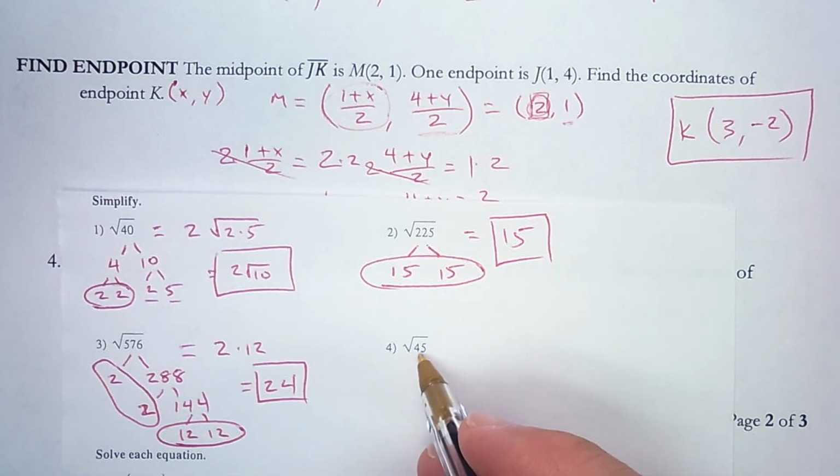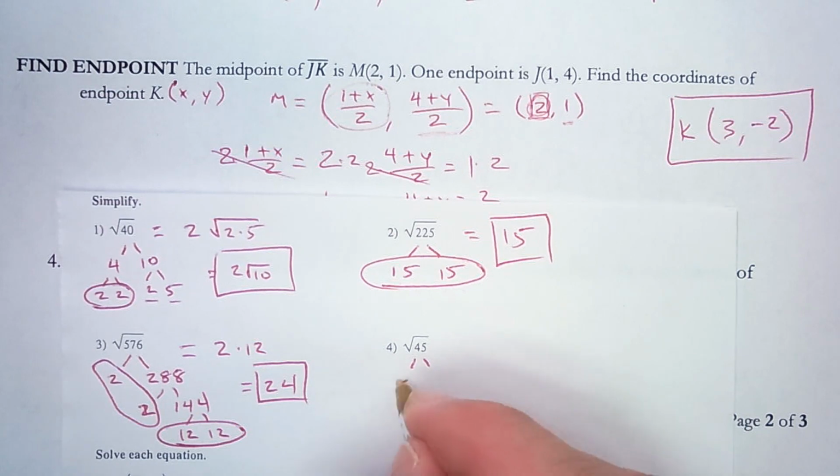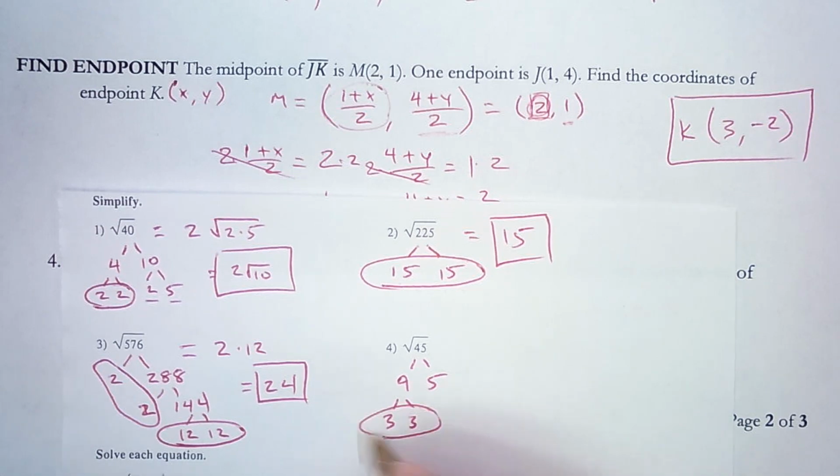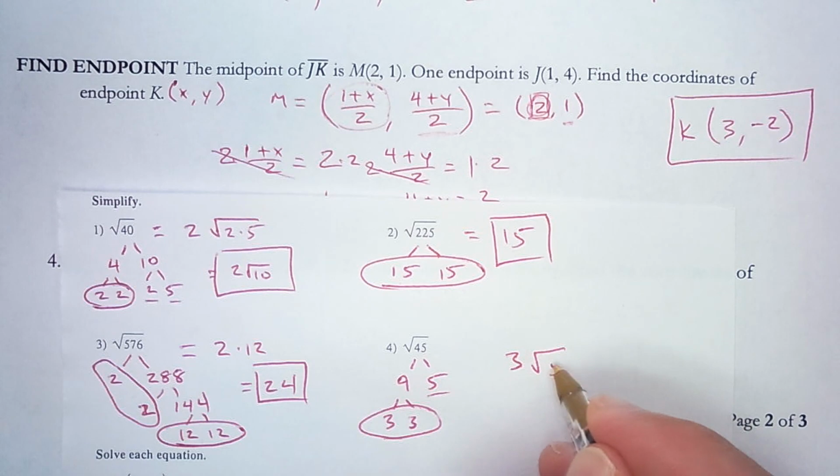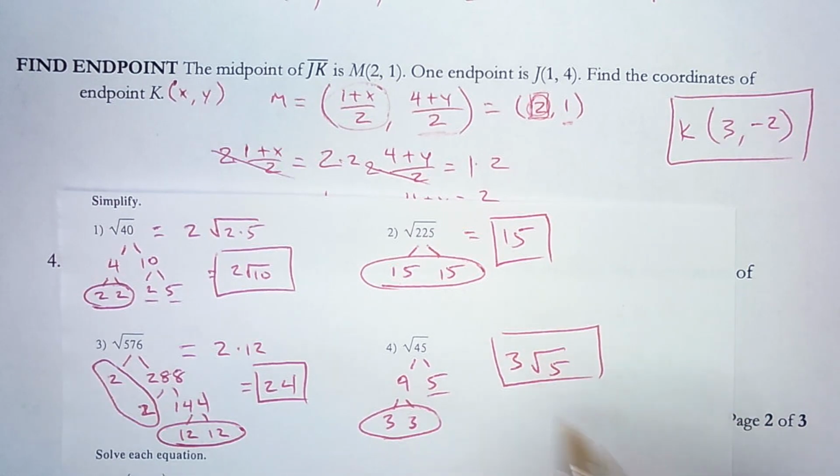Okay, and then the square root of 45. 45 is 9 times 5. 9 is 3 times 3. There's a pair. That can come outside. There's a 5 left over. That will stay inside. Square root of 45 is equal to 3 times the square root of 5.